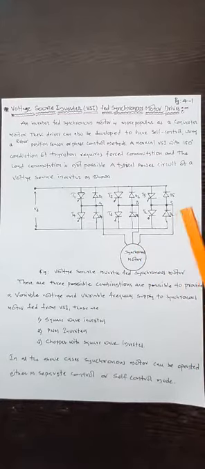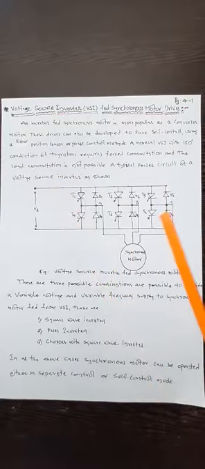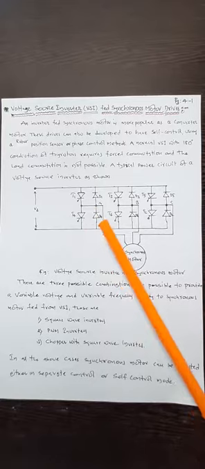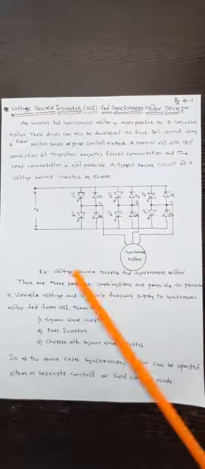This is the generalized body of a voltage source inverter by which different schemes are adopted for getting variable voltage as well as variable frequency. Let us go through them one by one. The first one is the square wave inverter.